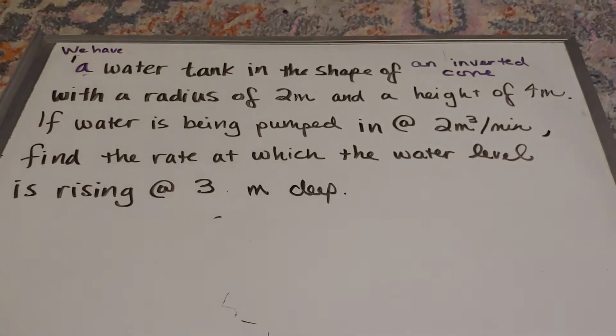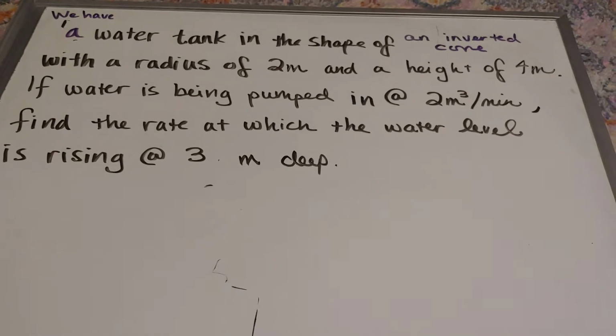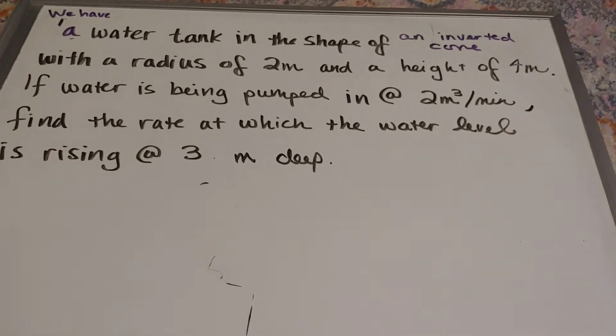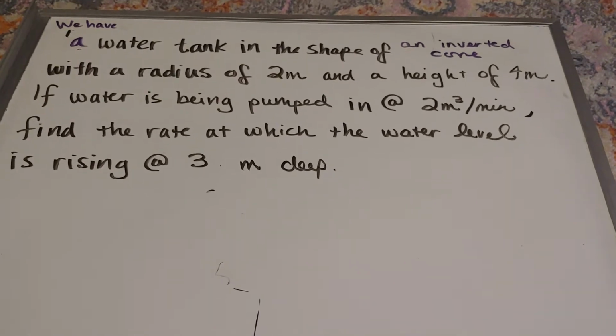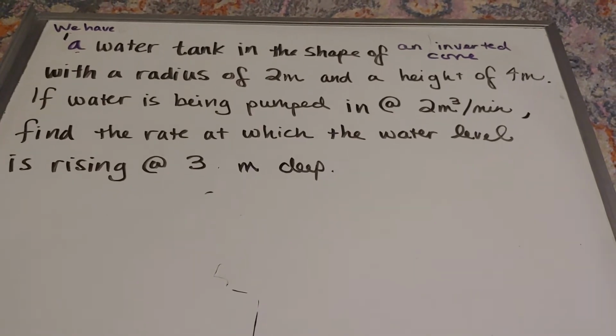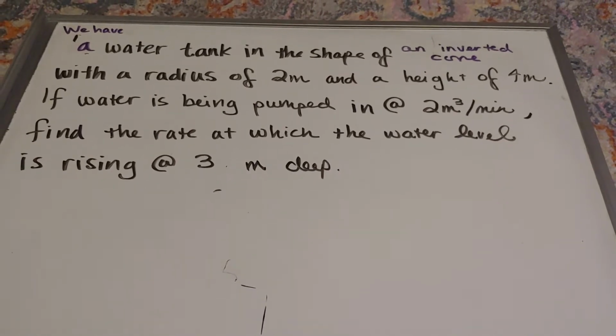In this example, we're going to look at a water tank, this time in the shape of an inverted cone. It says we have a water tank in the shape of an inverted cone with a radius of 2 meters and a height of 4 meters. If water is being pumped in at a rate of 2 cubic meters per minute, find the rate at which the water level is rising at 3 meters deep.